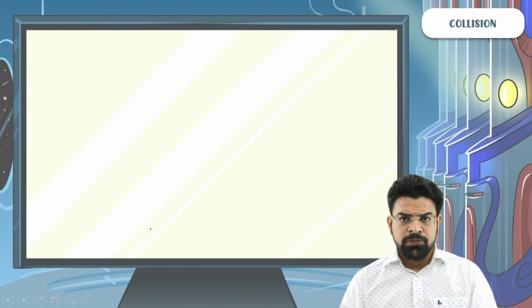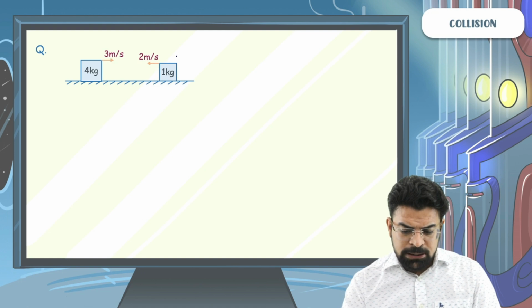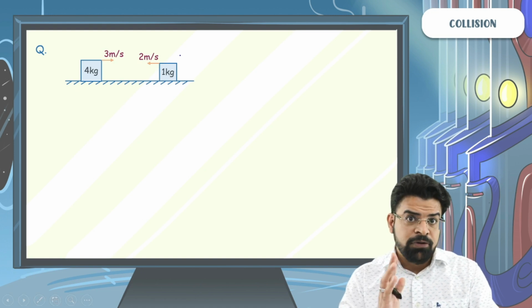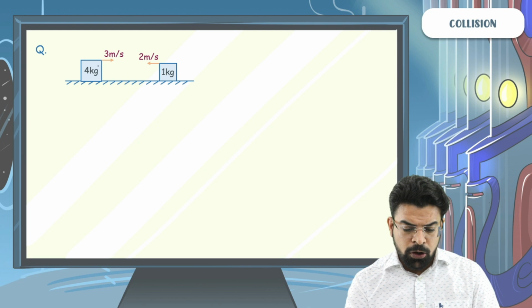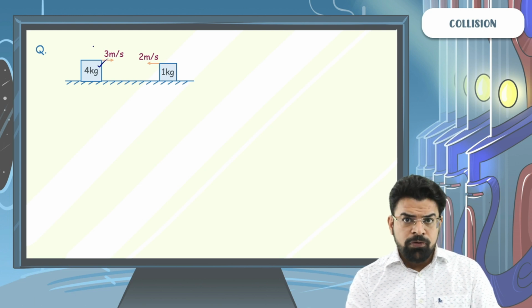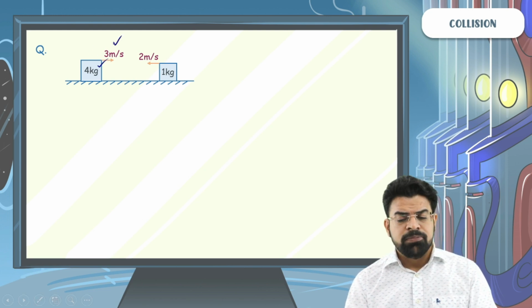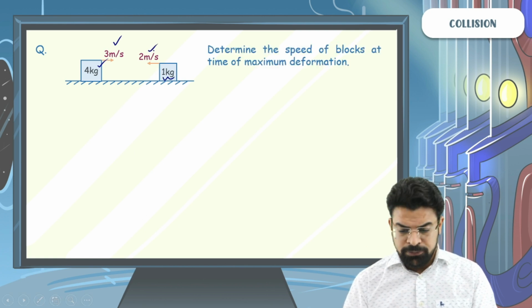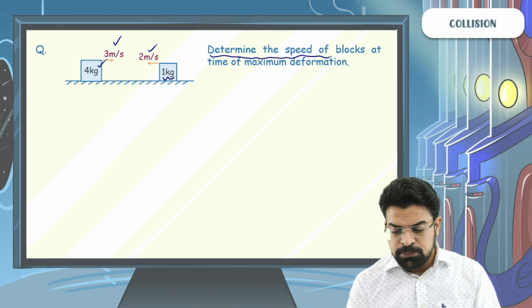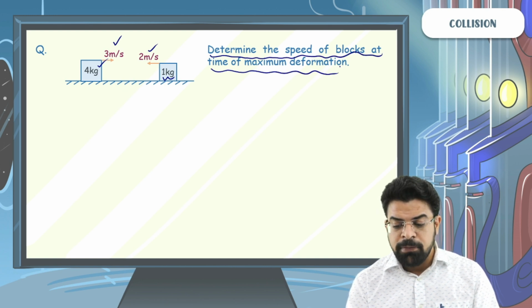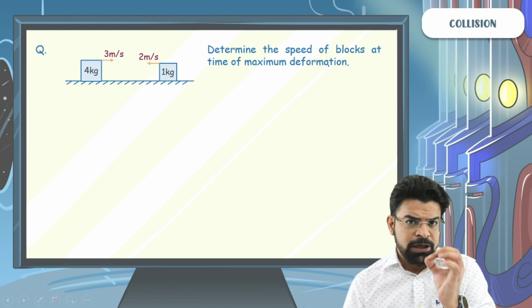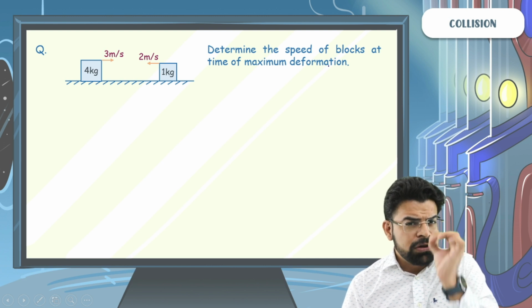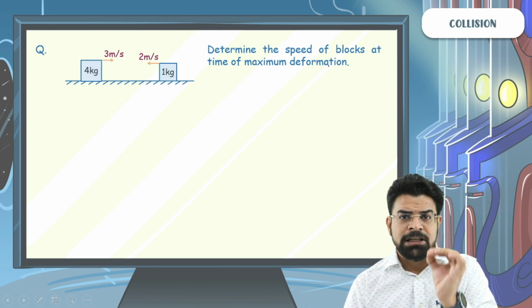Now let's see a simple question based on the concept we have learned till now. Let's say there are two blocks, a block of mass 4 kg moving towards right with a speed of 3 meter per second and another block of mass 1 kg moving towards left with a speed of 2 meter per second. Question is, determine the speed of the blocks at the time of maximum deformation. What will be the common speed of both the blocks at the time of maximum deformation?